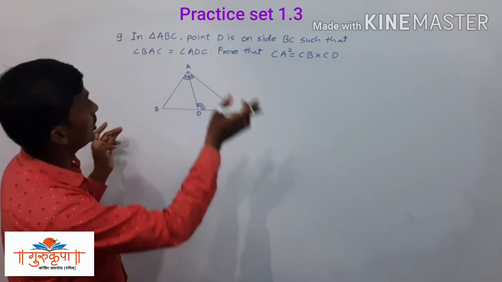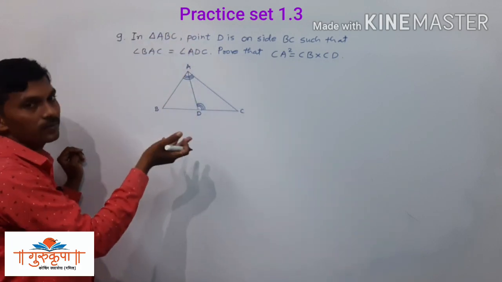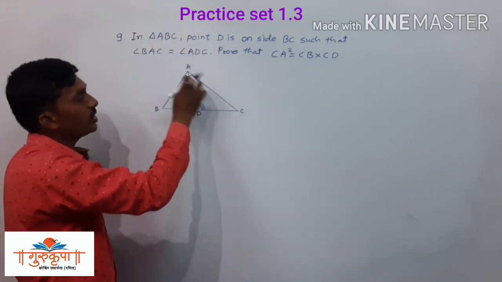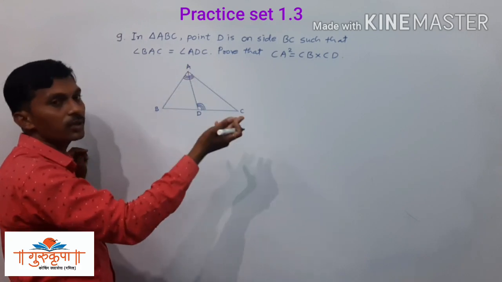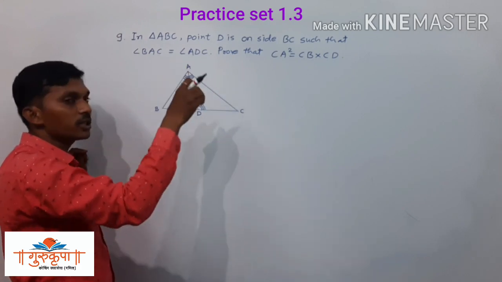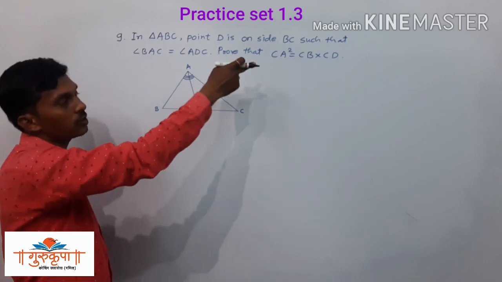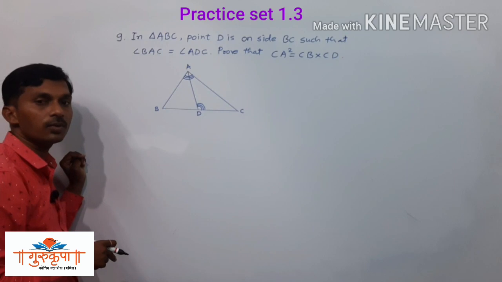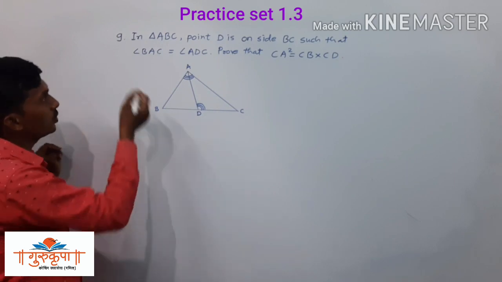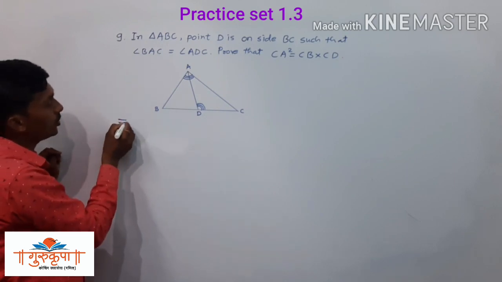So first of all we will write the given information here, and then we will prove that triangle CAB and triangle CAD are similar to each other. Then we will put their corresponding sides in proportion, and taking two ratios, making cross product, we will get CA square is equal to CB into CD. So first of all we will write the given information here.